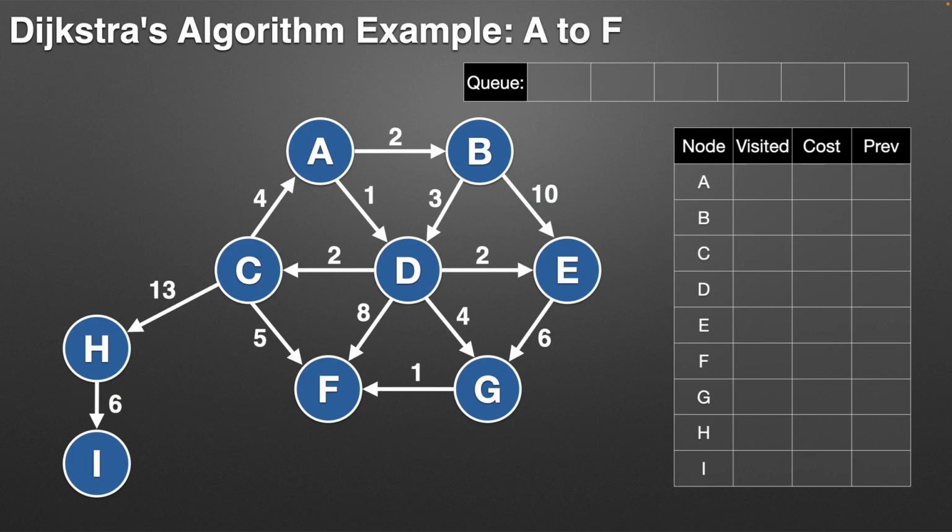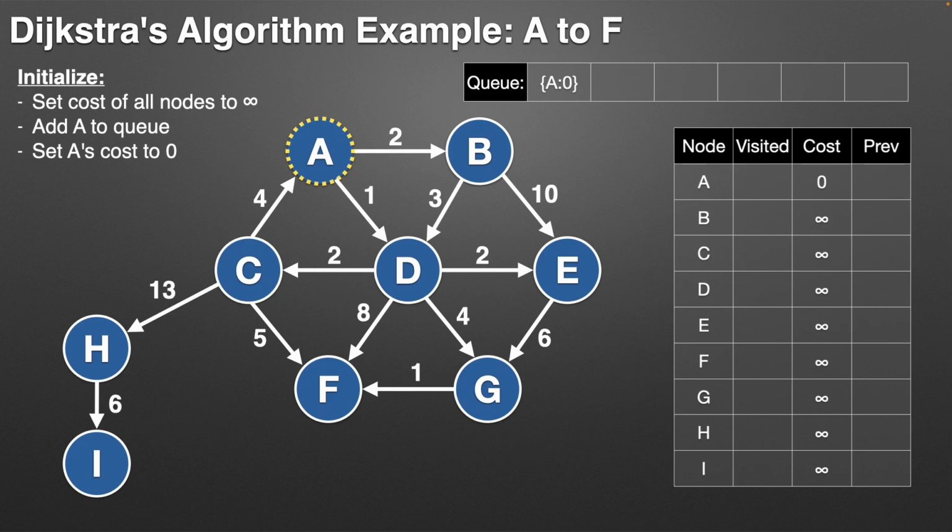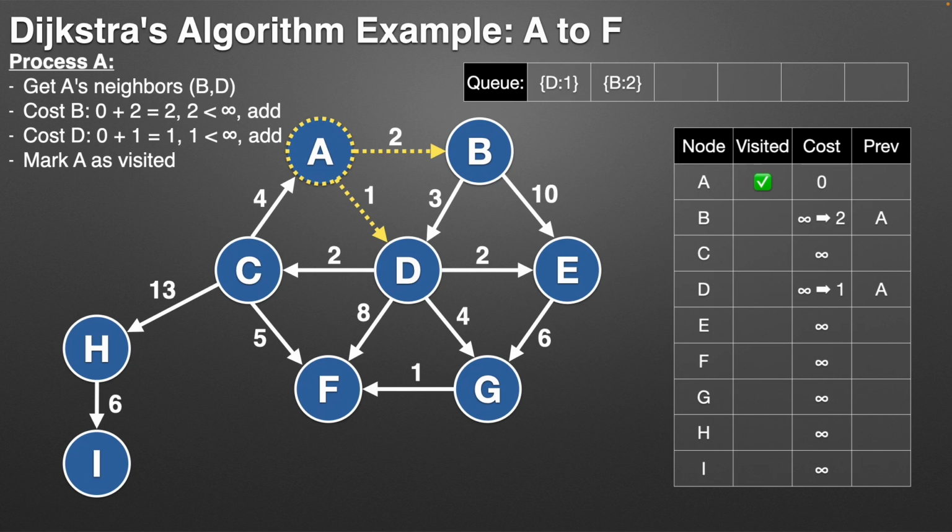In this case, let's go from A to F. So the first thing we're going to do is initialize all of these costs. We'll set them all to infinity initially. However, we're starting at A, right? So the cost to get to A is 0. We start there. And I'll go ahead and put A into the priority queue to be processed. So the next step is to process an element out of the queue. So I pull A out.